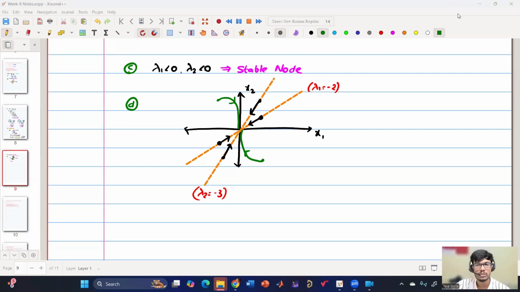Navid, any questions, any doubts until this point? Is it clear or do you have any doubts? Okay. So I assume things are clear.